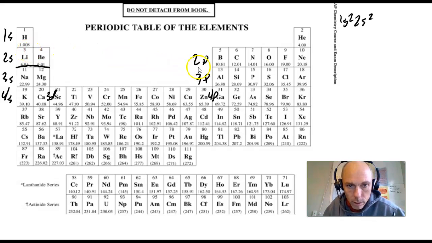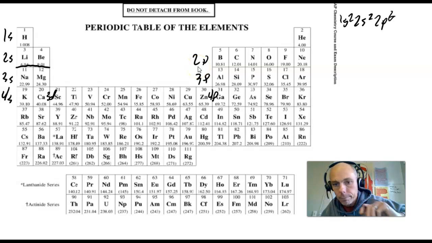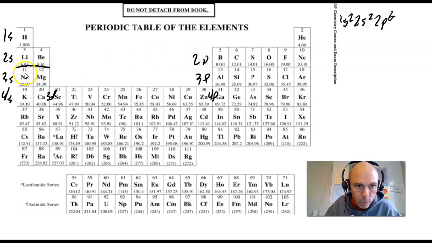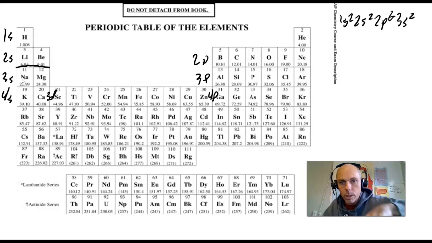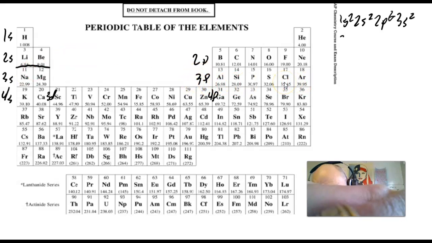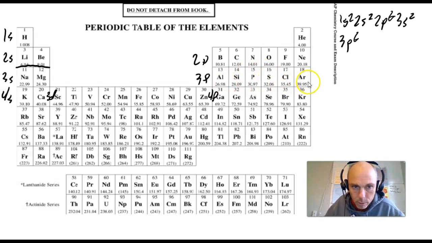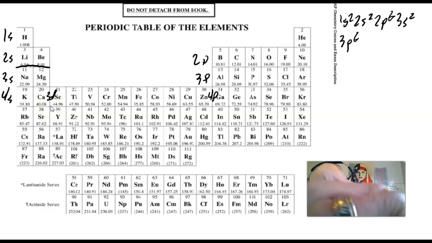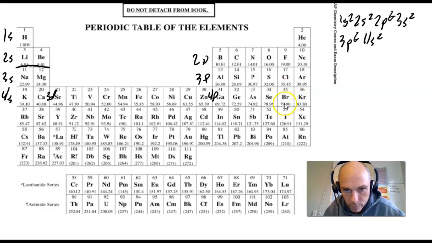After 2s fills, 2p fills. P always is full with 6. Then we go from 2p over here to 3s2. I'm running out of room, so I'll just continue it below. Followed by 3p6. Remember, we're trying to get to bromine, all the way through p. 3p is 3p6. Then after 3p fills, 4s fills. That takes care of 19 and 20 electrons. So 4s2. Again, we're trying to get to bromine here at 35.